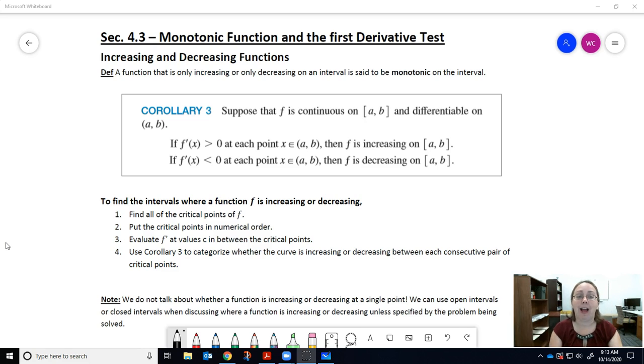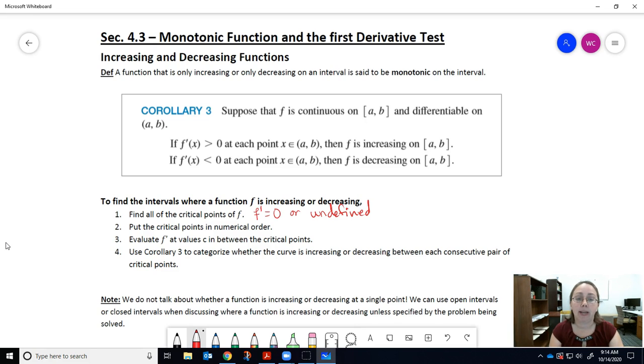All right. To find the intervals where a function is increasing or decreasing, to find where this corollary is occurring, number one, find all the critical points. Remember, we've talked about critical points. We defined it in the previous videos. That's where the first derivative is equal to 0 or is undefined. Okay, now, you know how to do that because we have already done that for the extreme value theorem. But notice in this case, we're not talking about endpoints. There's no endpoints anymore because we're talking about an infinite domain. Number two, put the critical points in numerical order. We did that as well already, but we're going to do it again.